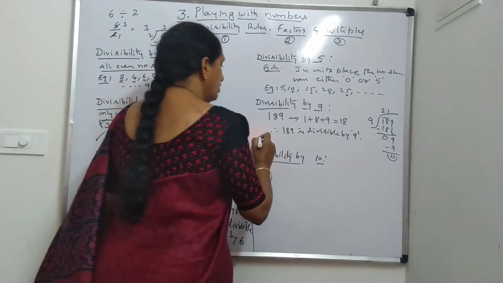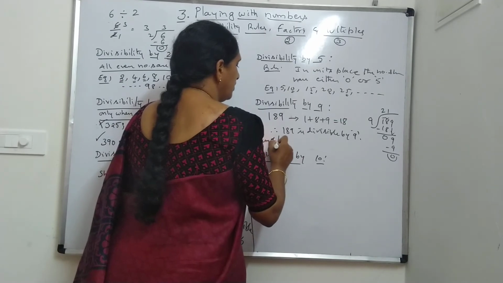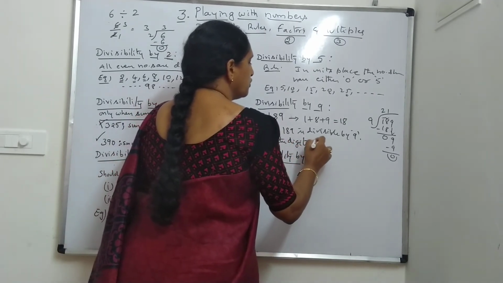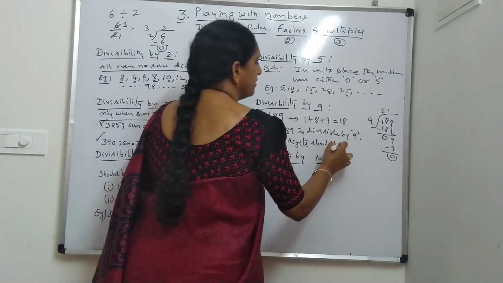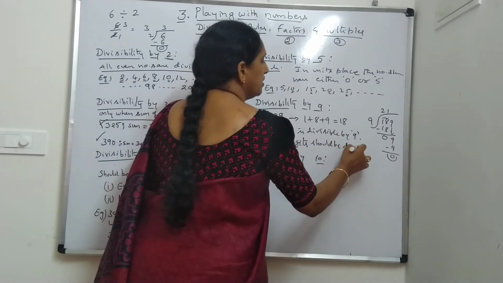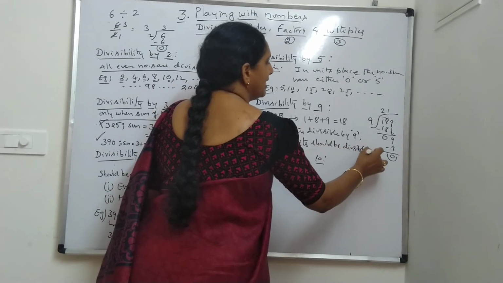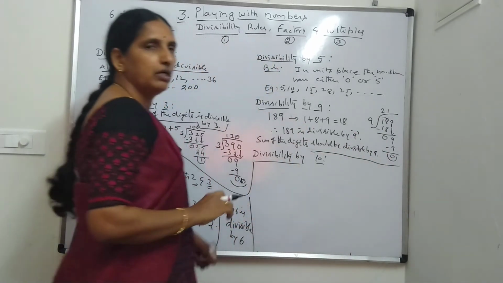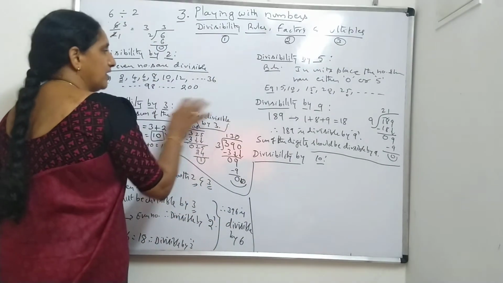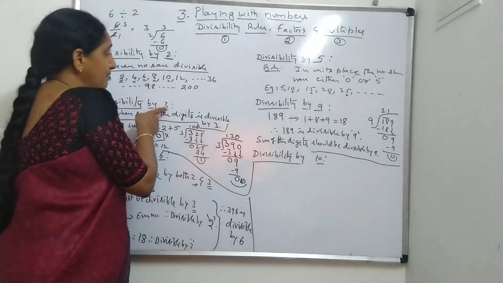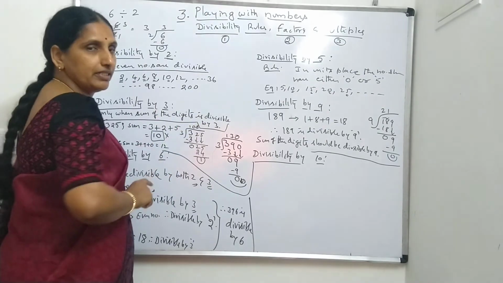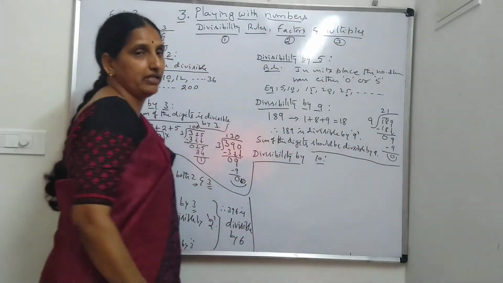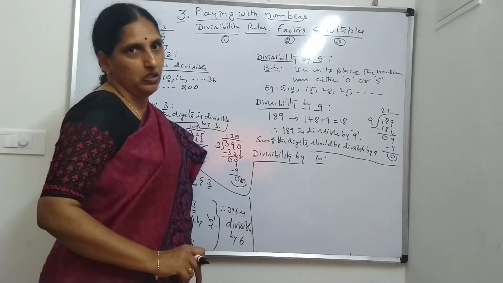So, what is the rule? The sum of the digits should be divisible by 9. So, this is the divisibility rule for 9. This one and this one are the same. This is divisibility by 3: the sum of the digits is divisible by 3. Divisibility by 9: the sum of the digits should be divisible by 9. We also verified it. Okay.